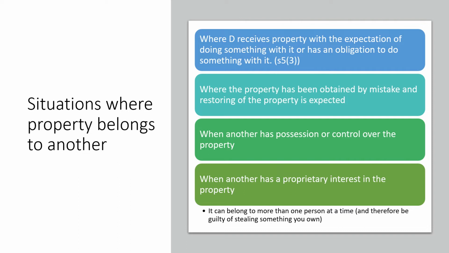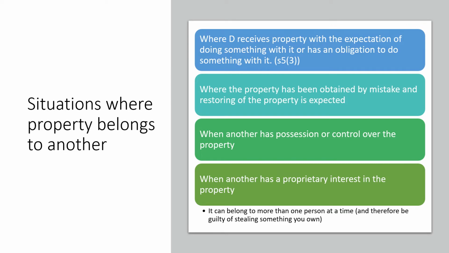So for example, we're going to see a case in which someone is given money for bills or money to give to charity and then uses it for their own purposes; that is theft under section 5 subsection 3. Now, where the property has been obtained by mistake and restoring of the property is expected, this is another way in which it could belong to another, or when another person has possession or control over that property, or when another has a proprietary right or interest in that property.